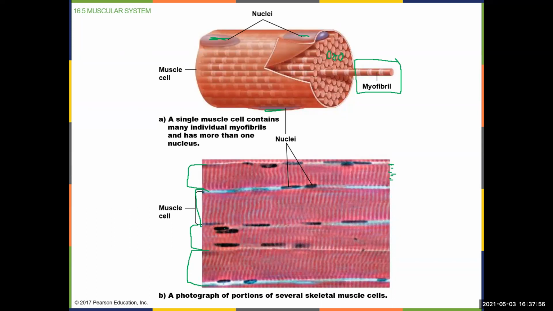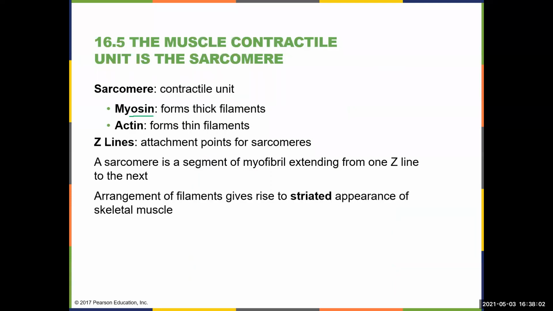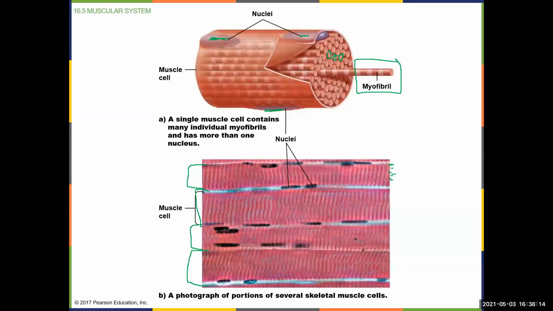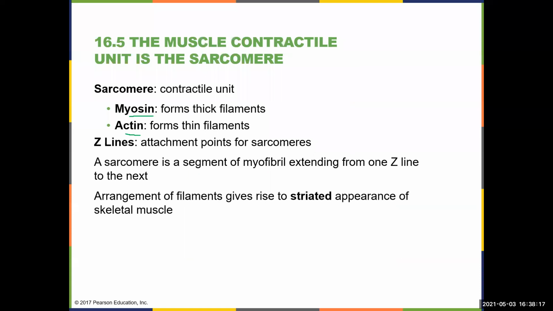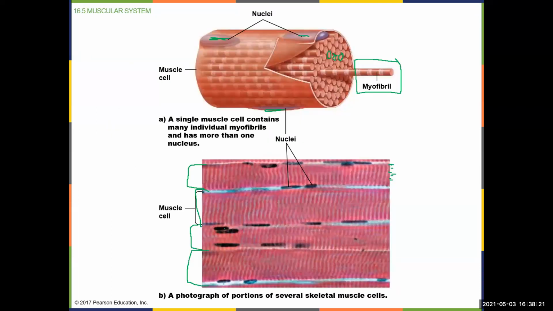Now, within these myofibrils, you have the myosin and the actin. The myosin and the actin make up part of the contractile unit, which is in the myofibril. And this unit is called a sarcomere. So if we look at this myofibril, see these striations here?